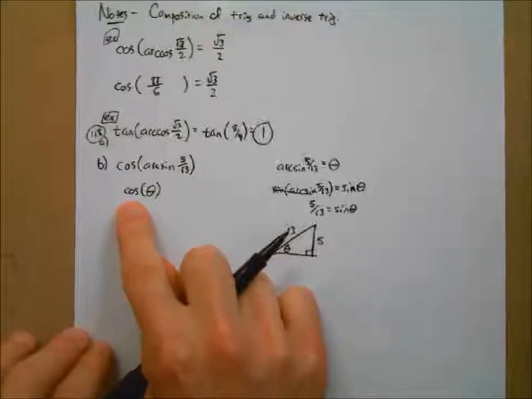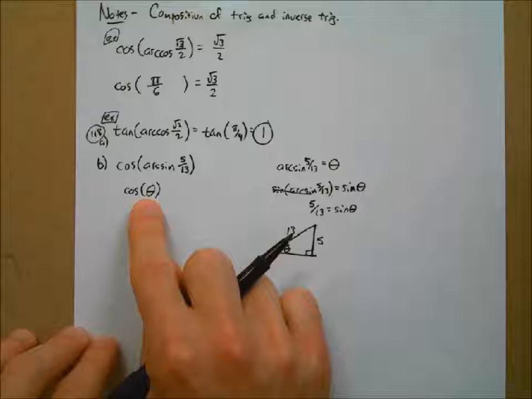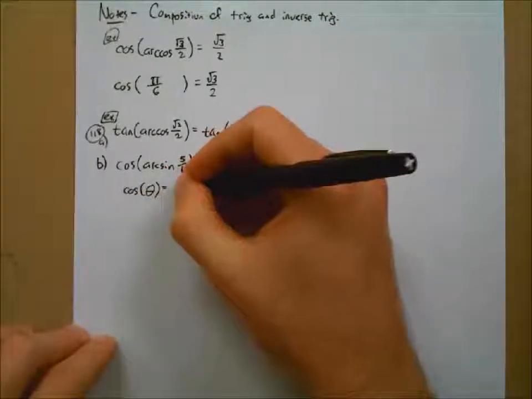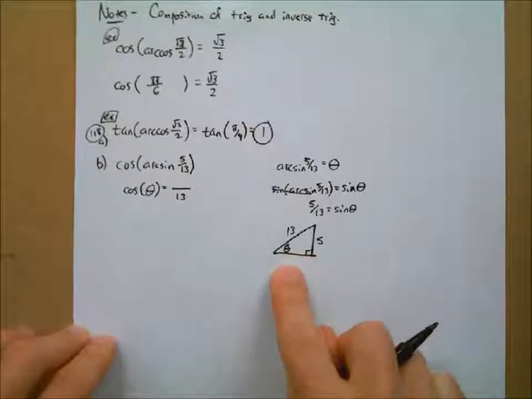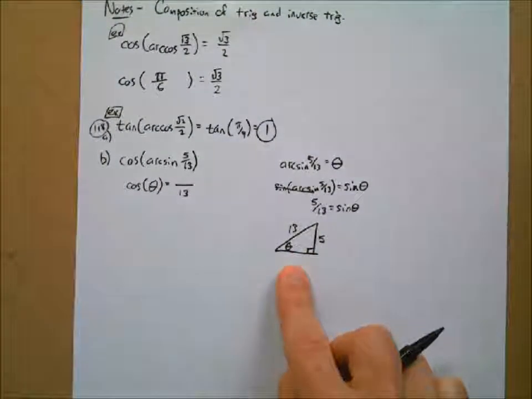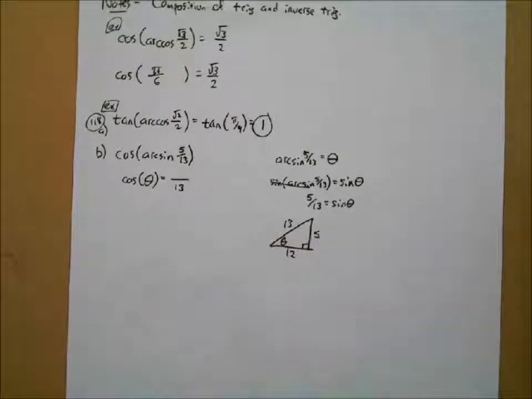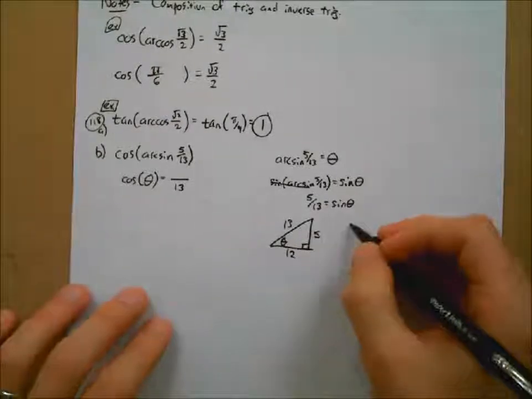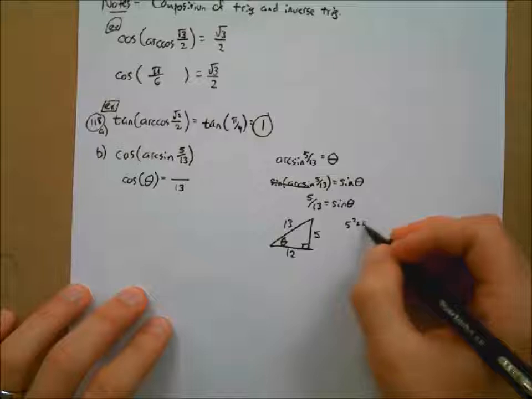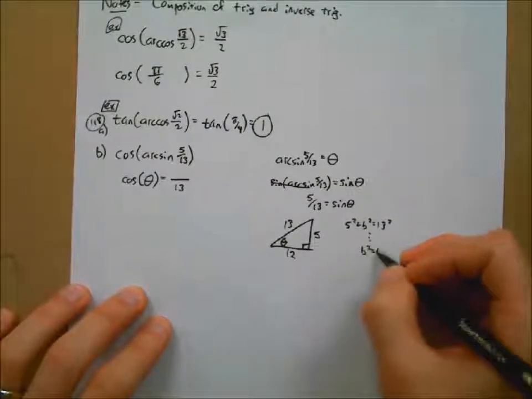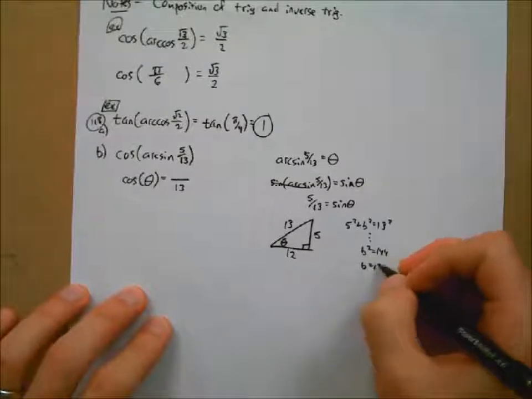To evaluate cosine, I need the adjacent leg and the hypotenuse. So we know it's going to equal something over 13, but I need to come up with the adjacent leg. What is that adjacent leg? 12, right? It's a Pythagorean triple, 5, 12, 13. And if you didn't know that, you could do 5 squared plus b squared equals 13 squared. You get b squared equals 144, and b is 12. And so we get 12/13.